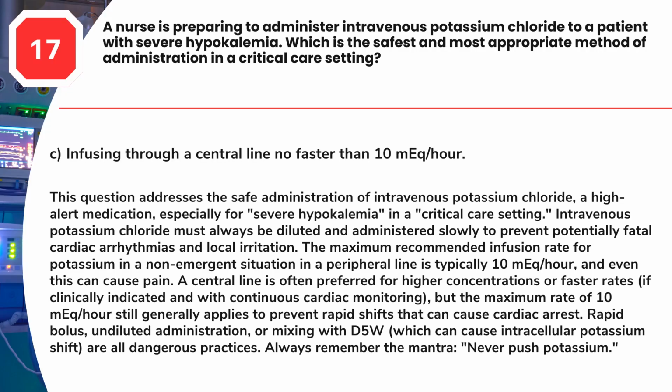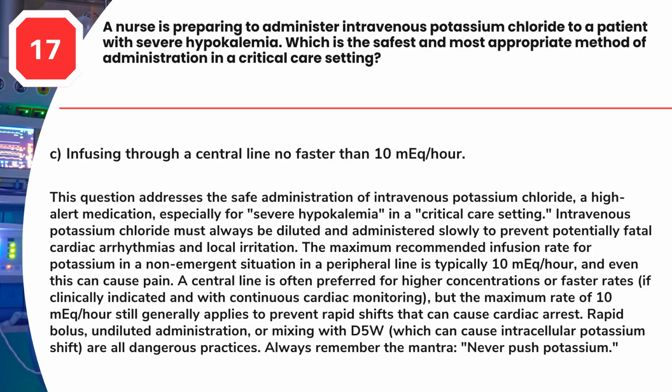Answer, C. Infusing through a central line no faster than 10 milliequivalent/hour. This question addresses the safe administration of intravenous potassium chloride, a high-alert medication, especially for severe hypokalemia in a critical care setting. Intravenous potassium chloride must always be diluted and administered slowly to prevent potentially fatal cardiac arrhythmias and local irritation. The maximum recommended infusion rate for potassium in a non-emergent situation in a peripheral line is typically 10 milliequivalent/hour, and even this can cause pain.